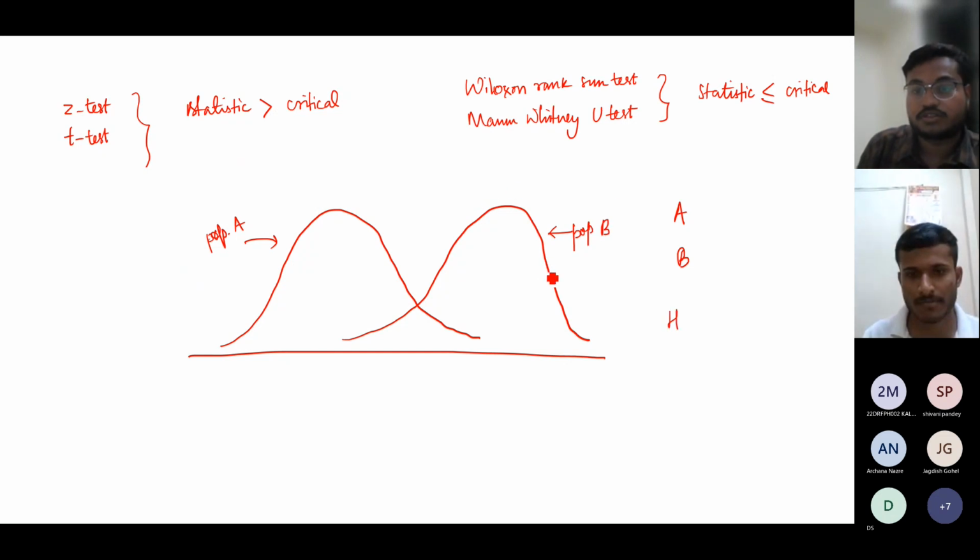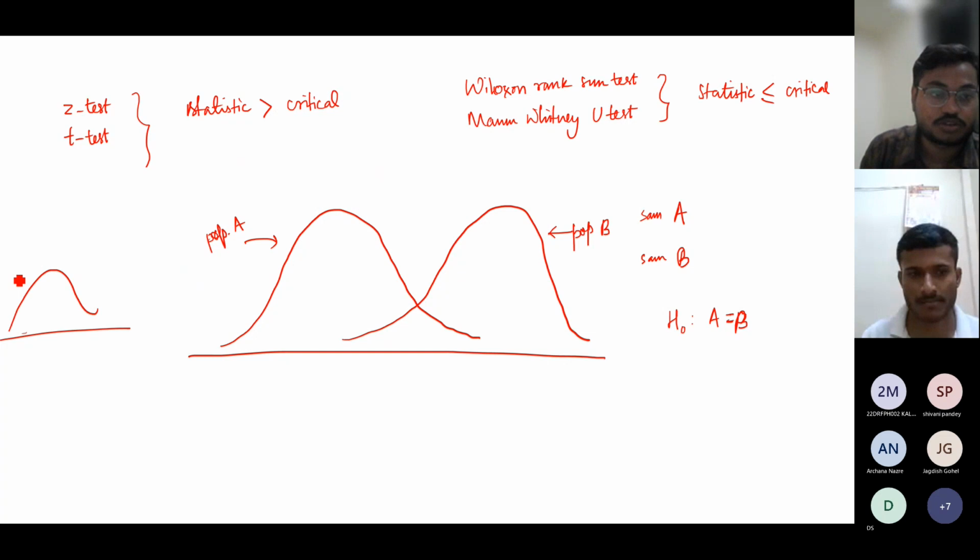Our null hypothesis is A is equal to B. So for the null hypothesis, we always assume that sample A and sample B come from the same population. That is, these distributions are not different; both are overlapping distributions. Our alternative hypothesis is that both of these come from different populations.